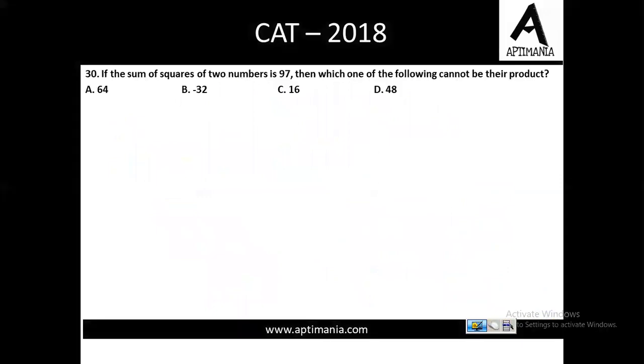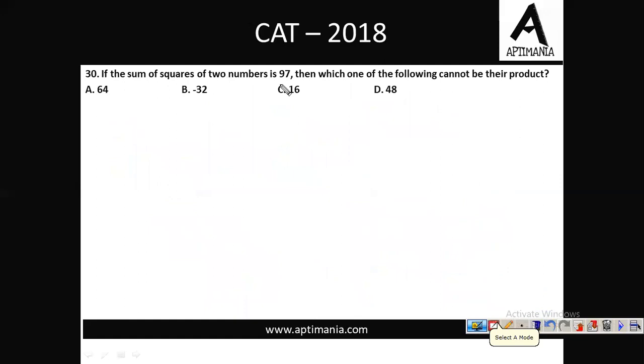Question number 30 is on the screen. If the sum of squares of two numbers is 97, which of the following cannot be their product? Now since they are asking which of the following cannot be their product, we have to check by options only. What is given to you is the sum of squares of two numbers, that is x square plus y square, is given to you as 97. Considering the first option, if xy equals 64, we'll just check it out, is it possible or not.